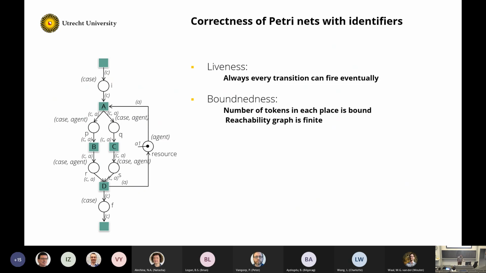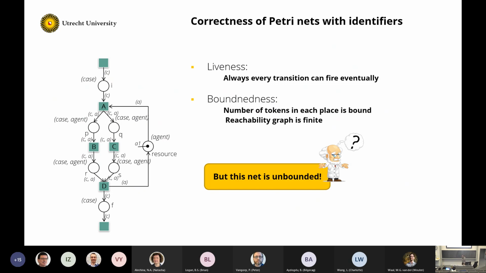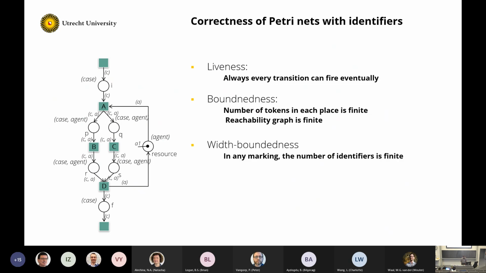Boundedness says the number of tokens in each place is bounded. So that means that the reachability graph is finite. Well, in this model that I just showed here, this net is unbounded because there are an infinite number of identifiers being created. So boundedness doesn't really make sense. I could change boundedness slightly and say that in any marking, the number of identifiers is bounded. So instead of saying the whole marking should be bounded, I just say the number of identifiers that are simultaneously in my system is bounded.